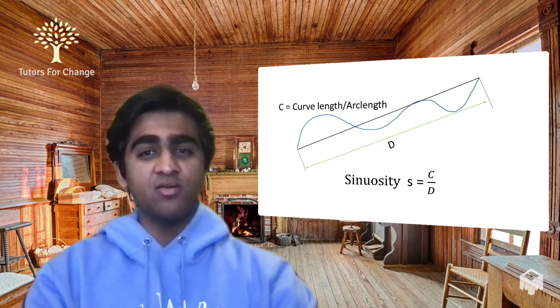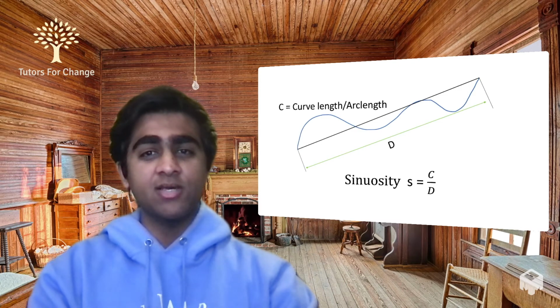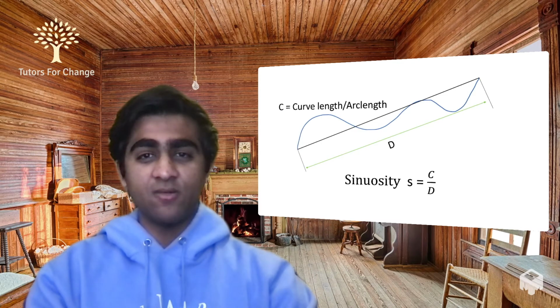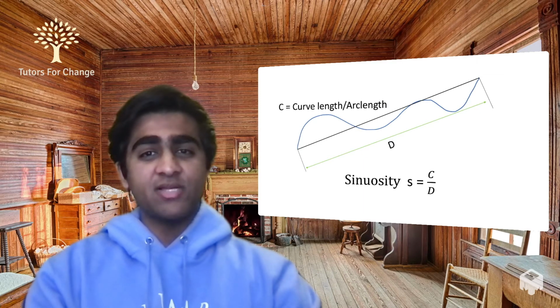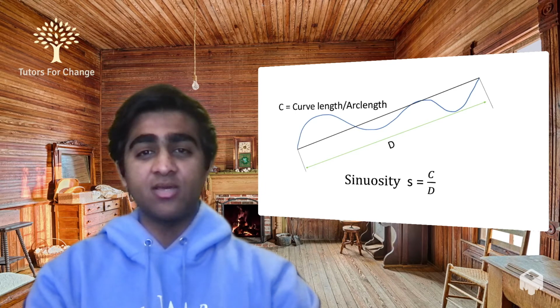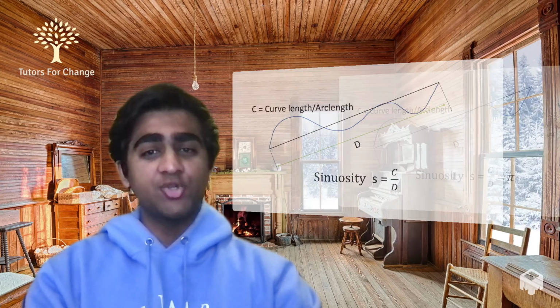The sinuosity of a river basically tells us how curvy a river is. A river that's a straight line will have sinuosity equal to 1, and a river that's really curvy has sinuosity that's very high. The fantastic claim that's being made here is that the average sinuosity of all rivers in the world should be pi.